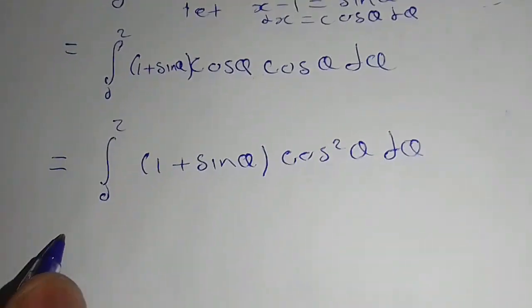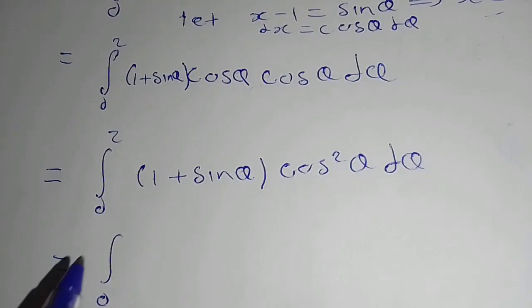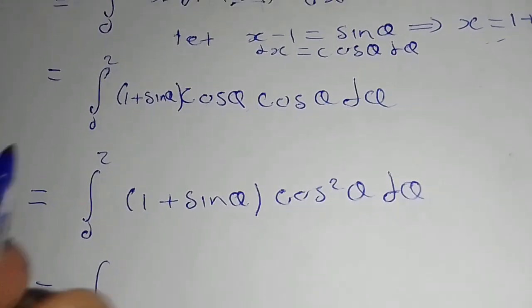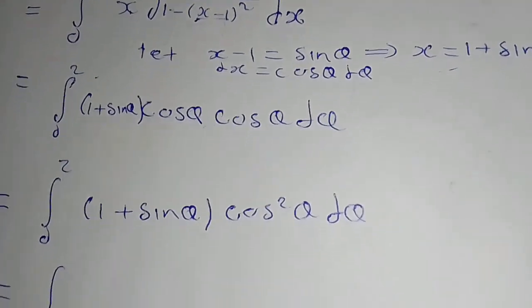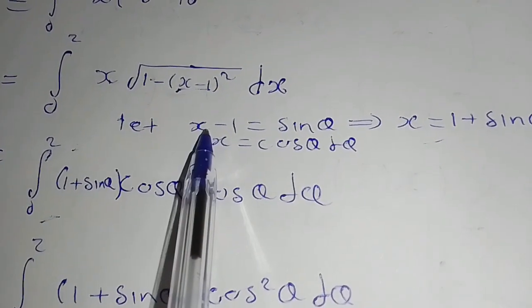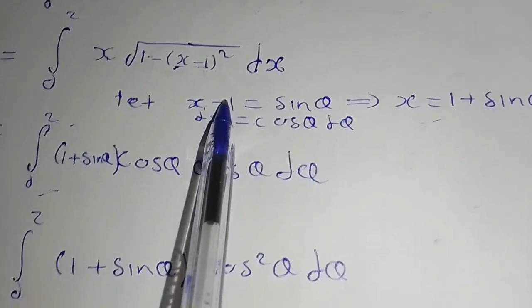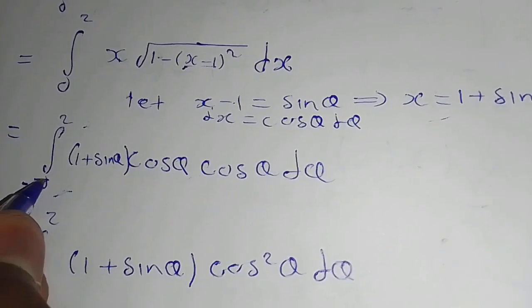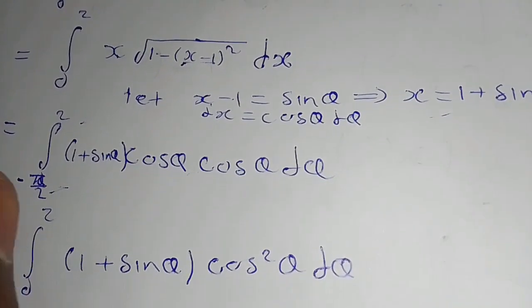Then you can split the integral. Oh, first let me change the bounds. Forgot to change the bounds. Okay. If x is 0, you have sine theta equals -1. And if you solve for theta there, you end up with minus pi over 2. Arc sine of -1 is minus pi over 2.